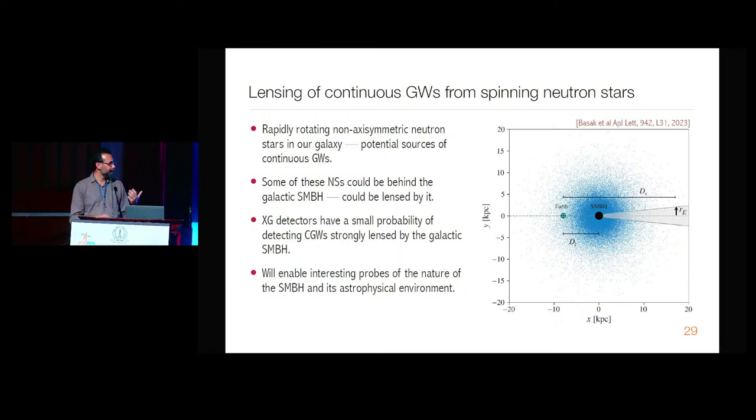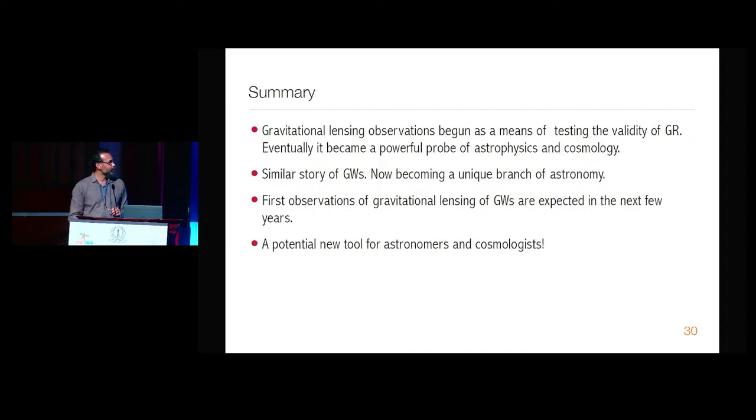Last year we came up with a paper led by Somidhi Basak and Aditya Sharma, both at ICTS, which shows that we have a reasonable, modest probability of detecting such lensed continuous gravitational waves using the upcoming generation of detectors. If that happens, that'll be a very interesting probe of the galactic center and its black hole, because we are doing a tomography using gravitational waves, and it's a very powerful way of probing the center of the galaxy. So let me stop here.